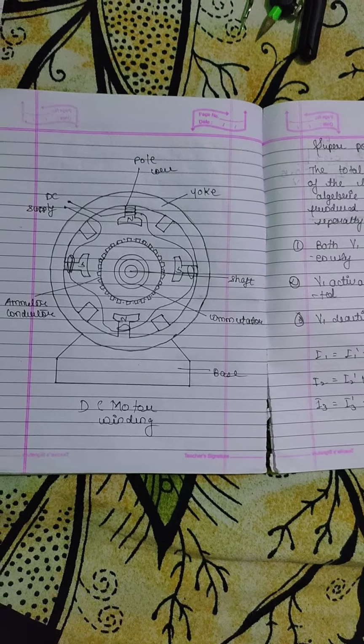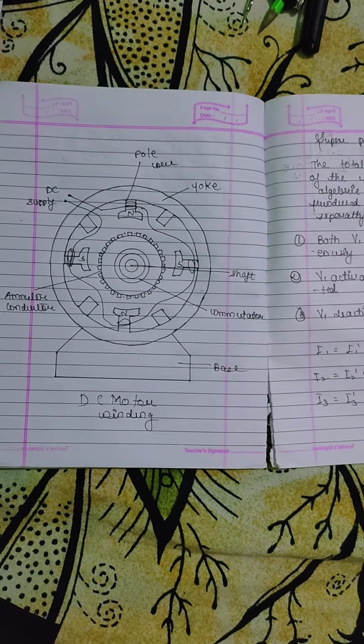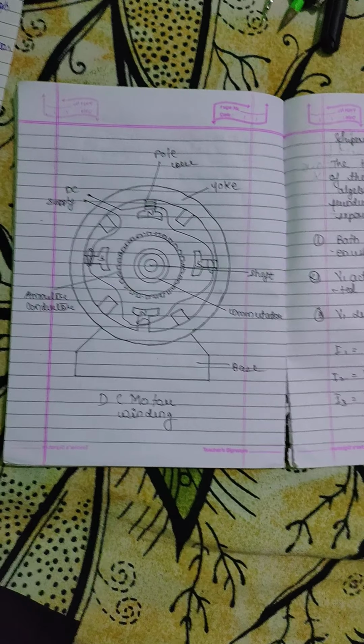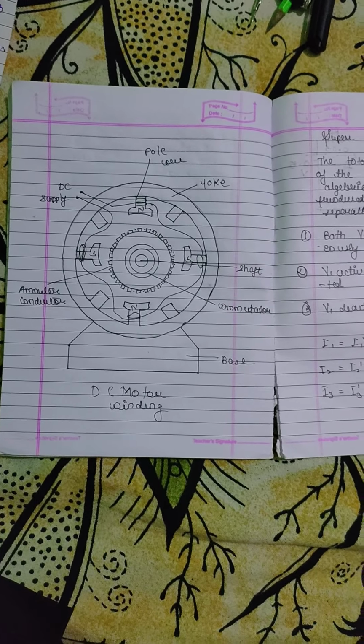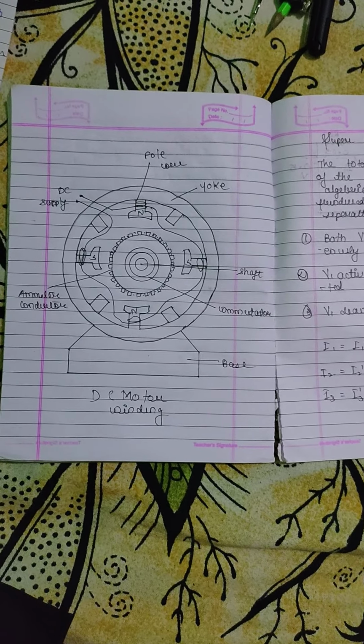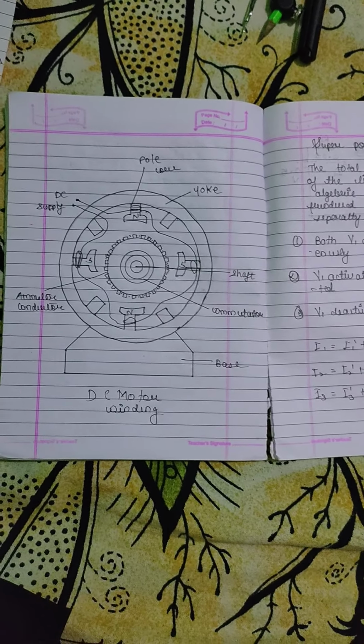The armature core has slots inside which current carrying conductors are placed. And the fourth point is the commutator. The commutator converts the AC current to DC current and DC current to AC current, vice versa.